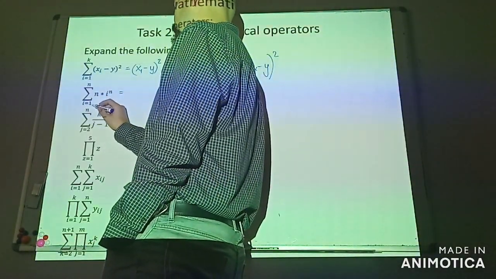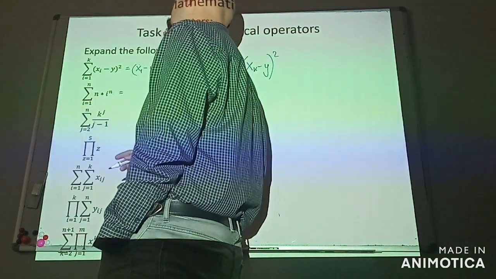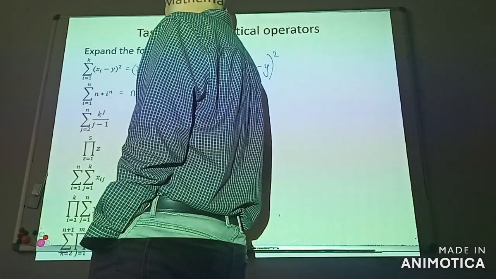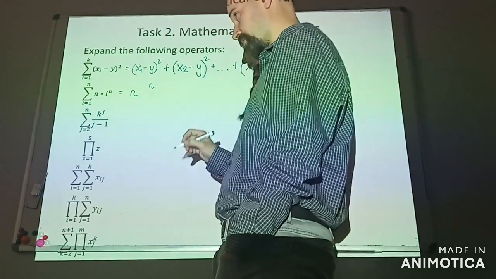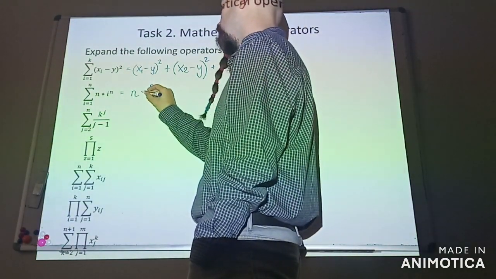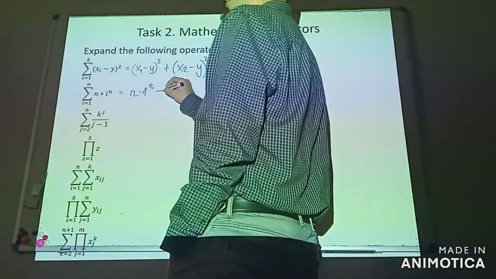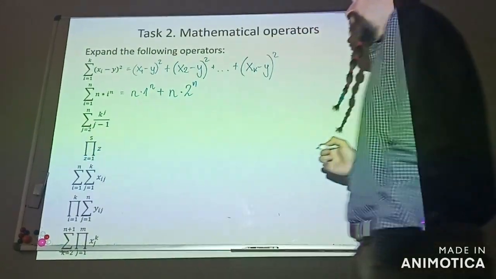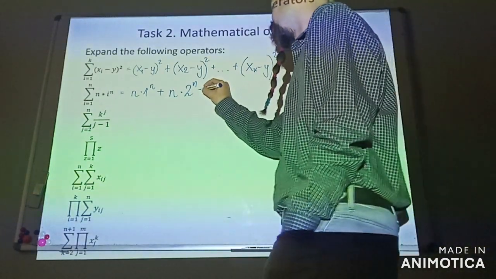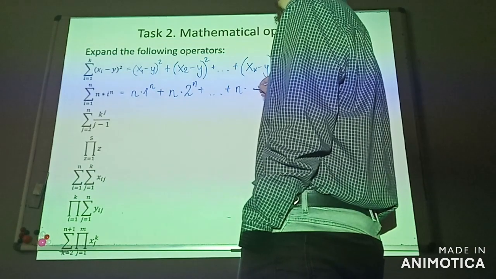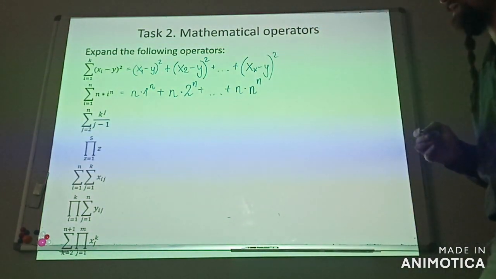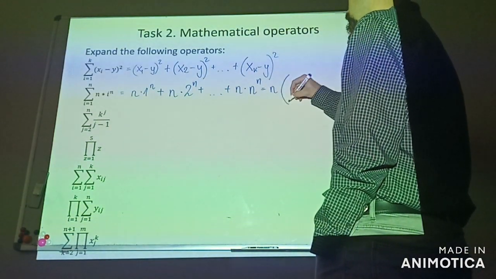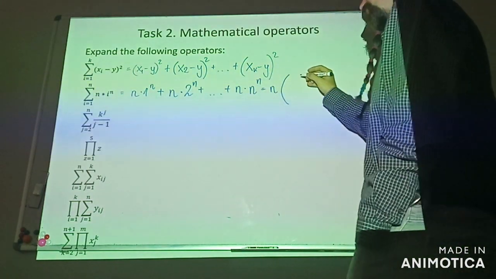Next example. The sum from i equal 1 up to n of n multiplied by i to the power of n. In the first step, we repeat constant elements, and in the place where we have i, we take 1 value. This is the sum, so next symbol will be plus. And next element of our sum will be n multiplied by 2 to the power of n. The last element of our sum will be n multiplied by n to the power of n. Of course, we can simplify our sum in the way like that.